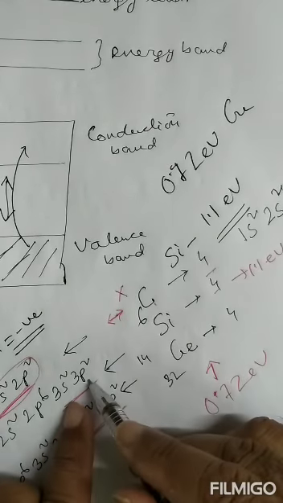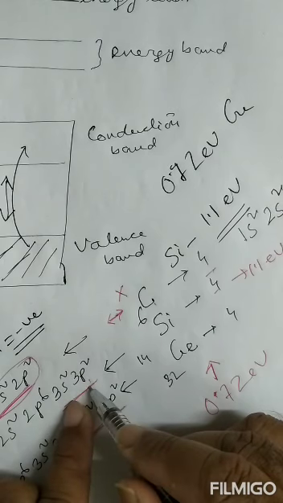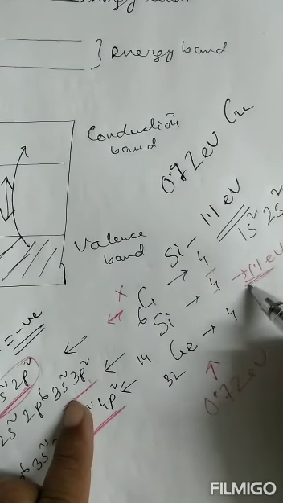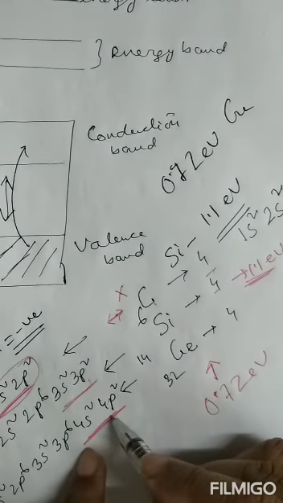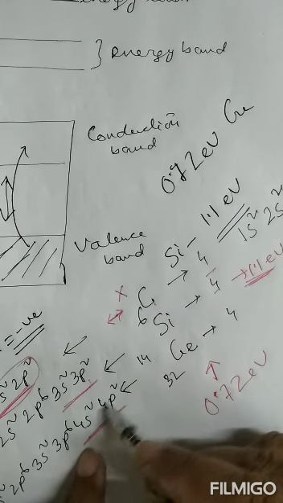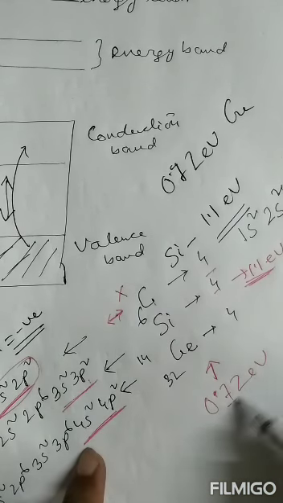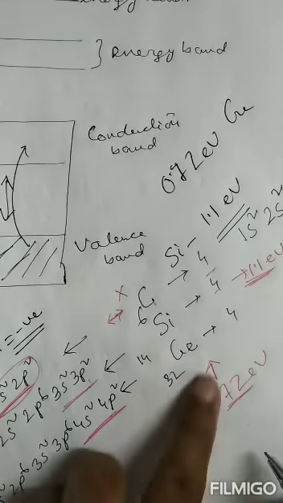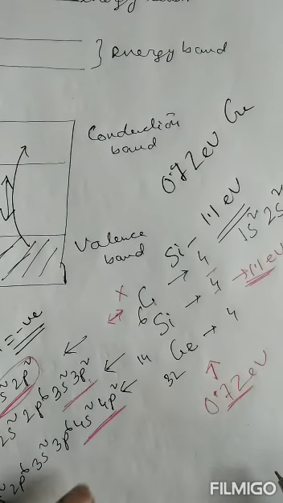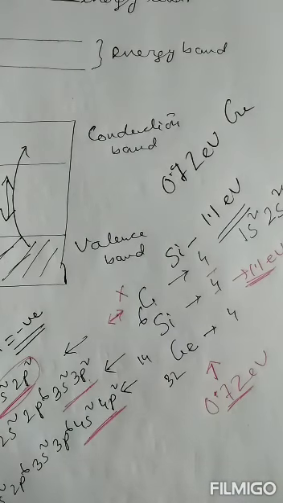Why? Because in silicon the valence electrons are in the 3rd orbit, therefore the energy gap is slightly more. In germanium the valence electrons are in the 4th orbit, therefore the energy difference is slightly less, 0.72 electron volt. Is it clear?